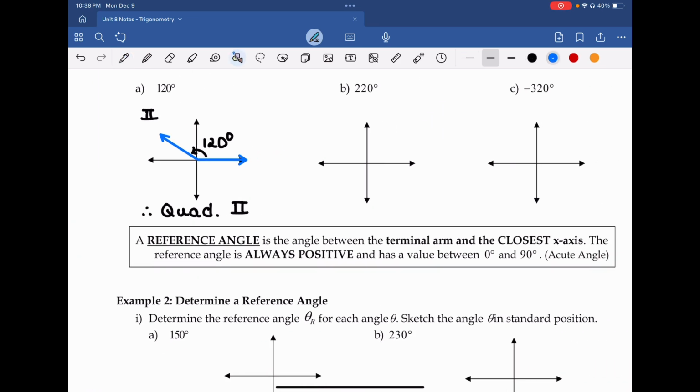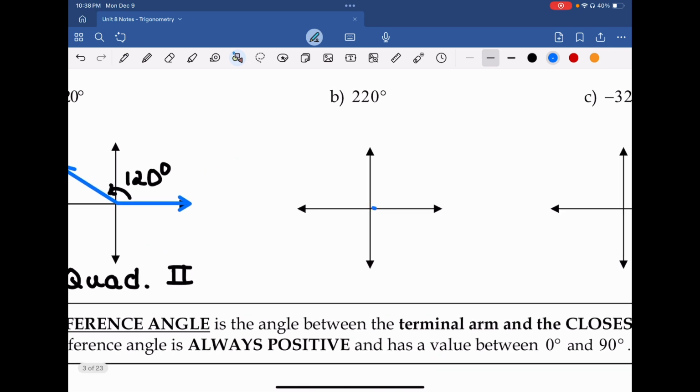Okay, let's do 220 now. I'm going to draw, of course, my initial arm right on the positive x-axis. You always want to make sure it's there. In terms of where 220 lies, if this is 90, this is 180, this is 270, it means it's somewhere in quadrant 3, so it's going to look something like this. We write over that we started on the positive x-axis and rotated around like so. This ended up giving us an angle of 220, and what quadrant does this lie in? Well, this is quadrant 3.